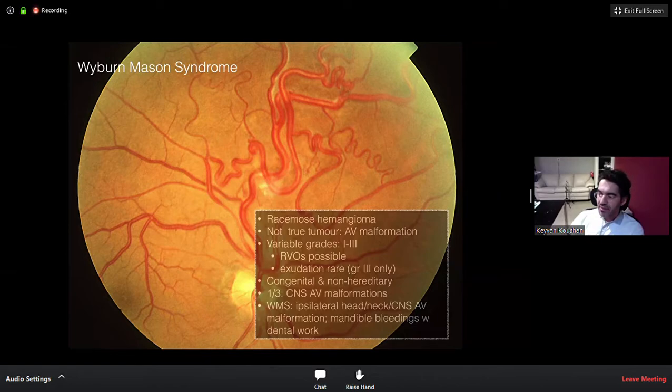Send them for some imaging, because you're looking for facial and central AV malformation. So I would do a CTA or MRA, or get someone else to arrange that.